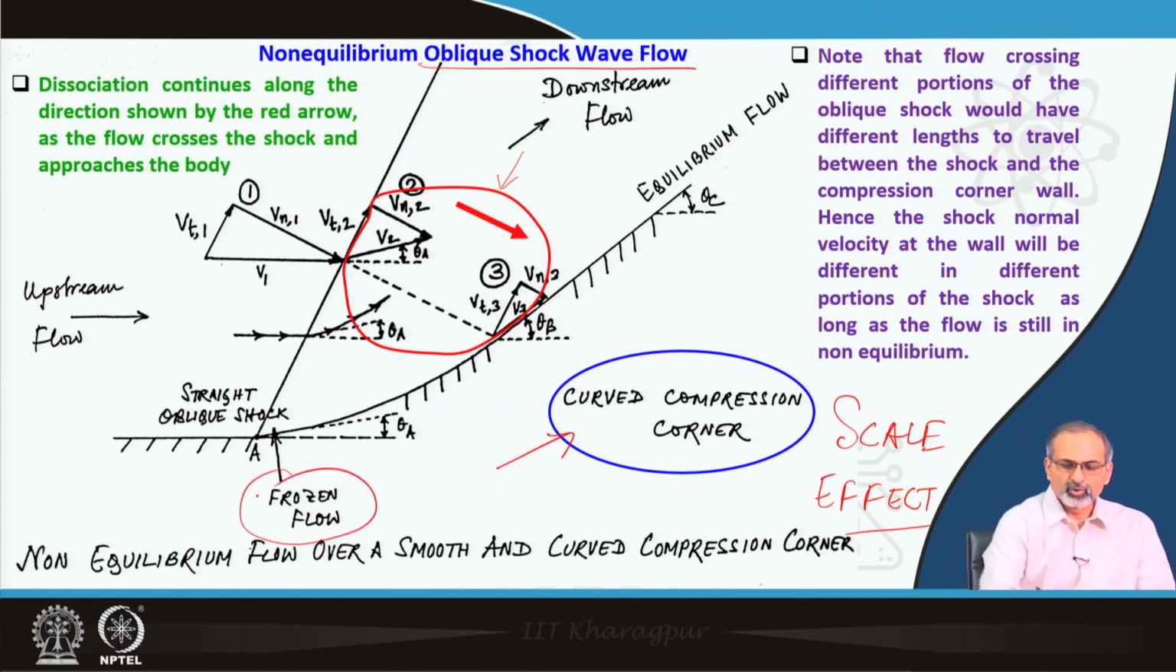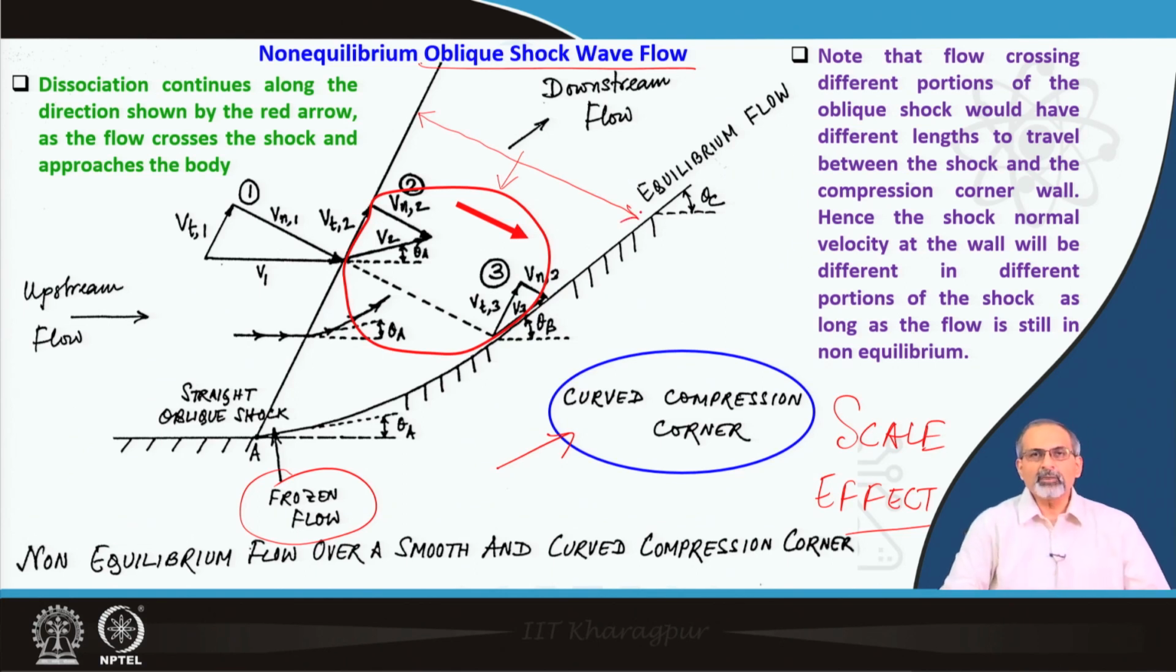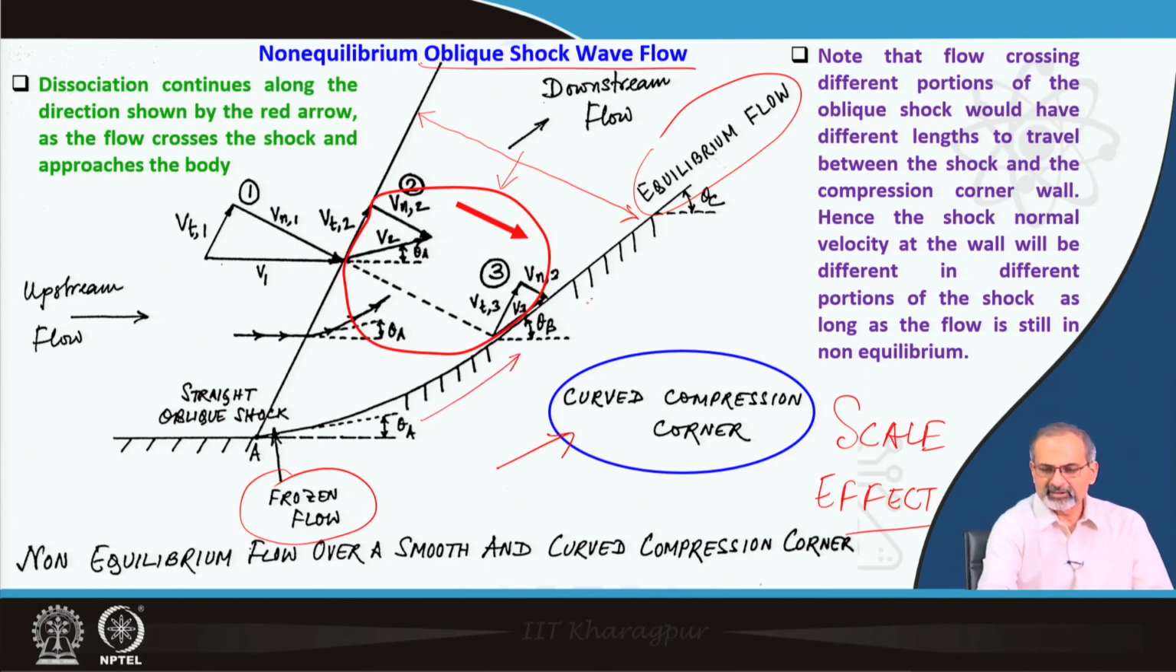Therefore, close to the start of the compression corner, we find that the flow essentially behaves like a frozen one, but more the length that we allow behind the shock up to the body, more the effect of non-equilibrium, till you allow enough length which is sufficient to take the flow to equilibrium flow conditions. And that happens essentially through a change of theta, the compression angle, as we can see in the case of a curved wall, which would induce a straight shock.